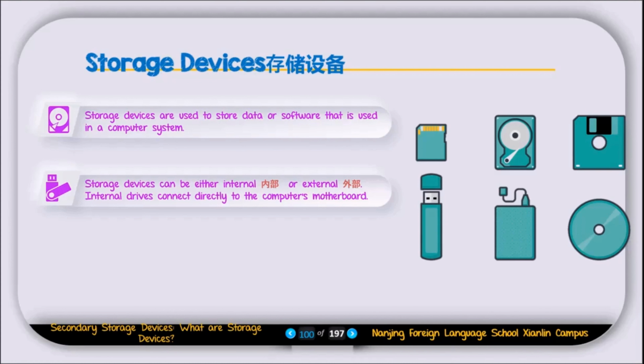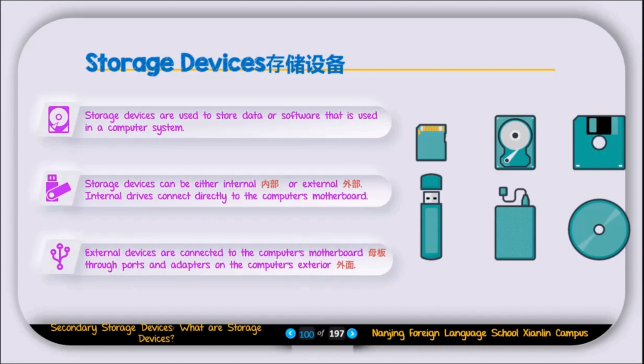For example, the USB. You just connect it to a USB port. And the CD is also an external storage, right? These are examples of external and internal storage. External devices are connected to the computer's motherboard through ports and adapters on the computer exterior, such as a USB port.